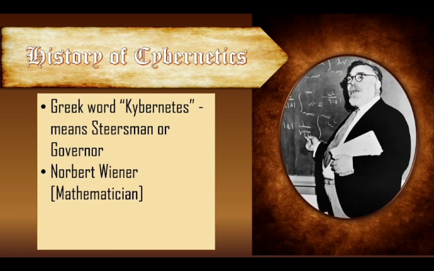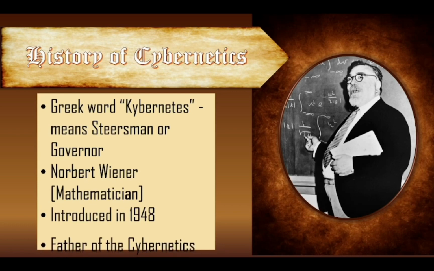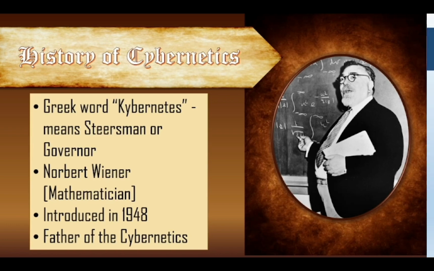So cybernetics was coined by the mathematician Norbert Wiener. It was introduced in 1948, and he is also known as the father of cybernetics. This field of cybernetics emerged after World War II. World War II happened in 1939 to 1945, and cybernetics was developed in 1948. After that, scientists developed and understood the principles of cybernetics, which also contributed to the development of AI, the artificial intelligence, robotics, and control systems in the 1950s.